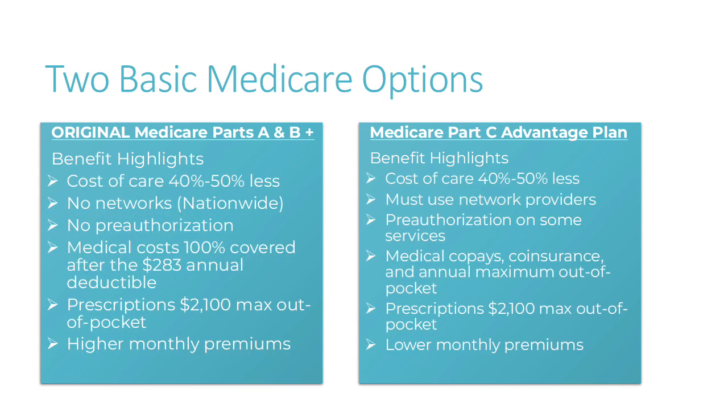Now, let's look at Option 2, Medicare Part C Advantage plans. First, the cost of care is generally 40 to 50% less than a private insurance plan because of Medicare rates. You must use the insurance company's network of providers for in-network services. Pre-authorization may be required for some services. Next, you may pay more out-of-pocket on medical deductibles, copays, coinsurance, and maximum out-of-pocket costs along the way. Remember, the prescription drug maximum out-of-pocket of $2,100 is separate from the medical maximum out-of-pocket costs in the plan. Finally, monthly premiums will be lower when compared to Option 1.